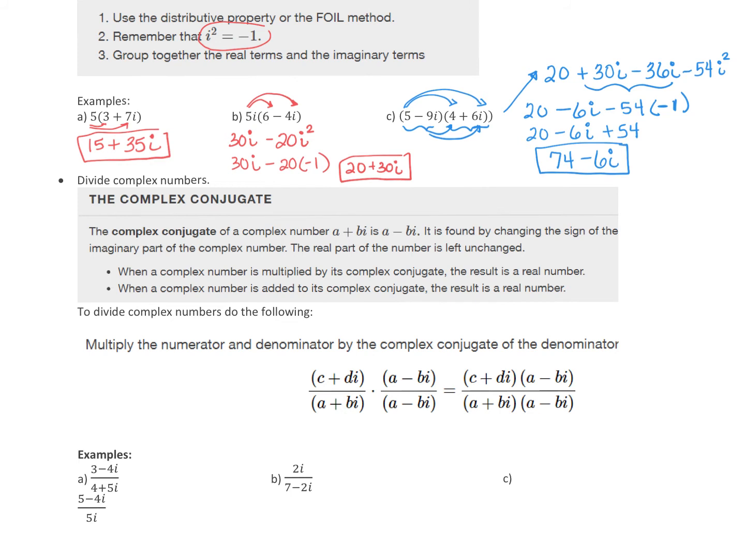So multiplying and dividing, we're just going to distribute and or use the FOIL property and replace i squared anytime it appears with a negative 1.